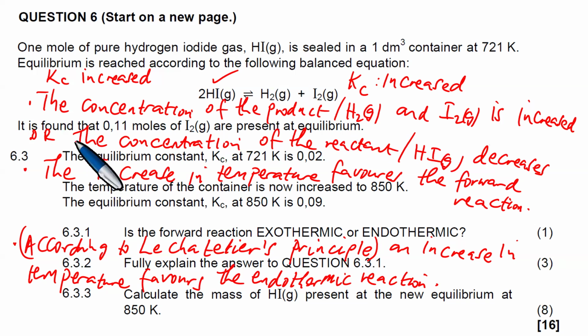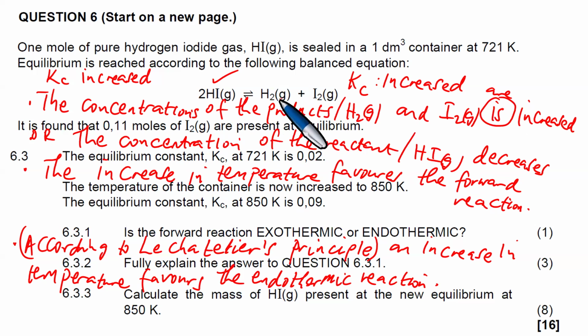Right. So moreover, the concentration of the reactant, hydrogen iodide, decreases. So you can even say here you can use the concentrations of the products are increased. So you can use the fact that the concentrations of the products, hydrogen and iodine, are actually increased. But the concentration of the reactant, hydrogen iodide, decreases. The increase in temperature favors the forward reaction. Yeah, because we saw that when the temperature increases, it favors the forward reaction.